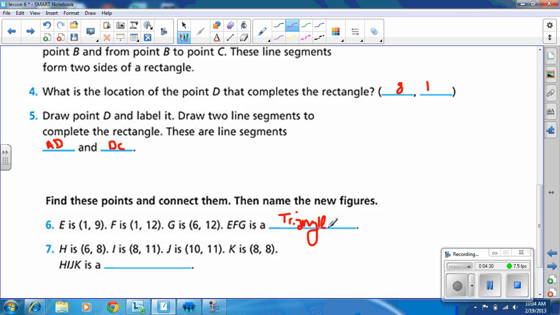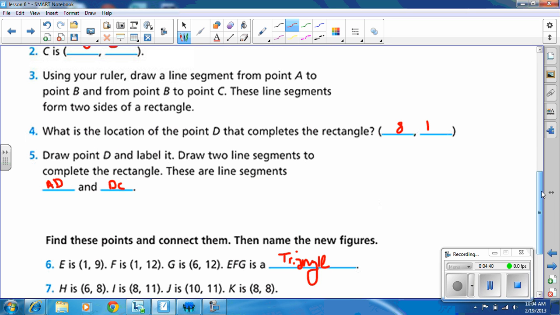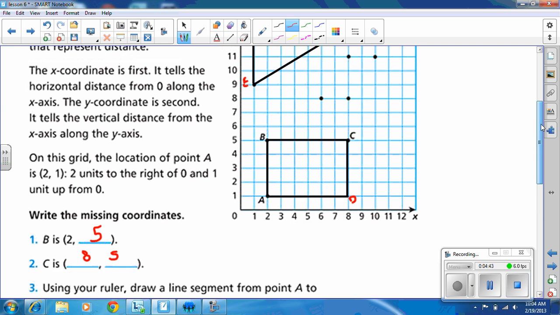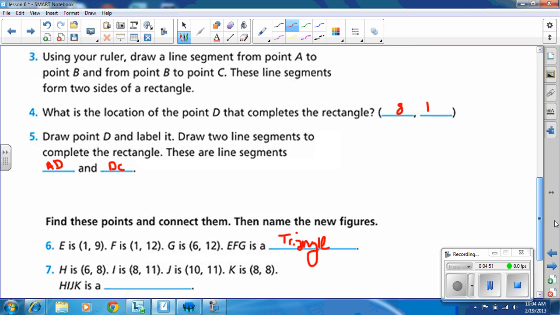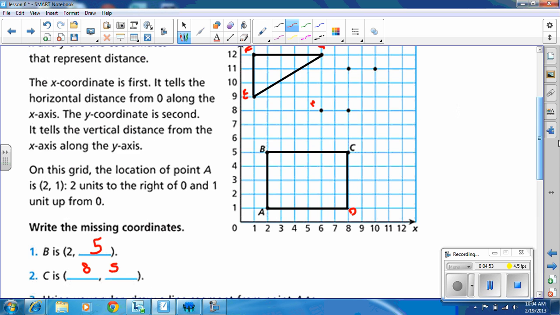Sorry, that's a funny G. Triangle. Okay, so H is 6, 8, I is 8, 11, J is 10, 12, K is 8, 8. So we're going to go back up and label these. H, 6, 8: over 6, up 8, H. Come down, I, 8, 11: over 8, up 11, I.